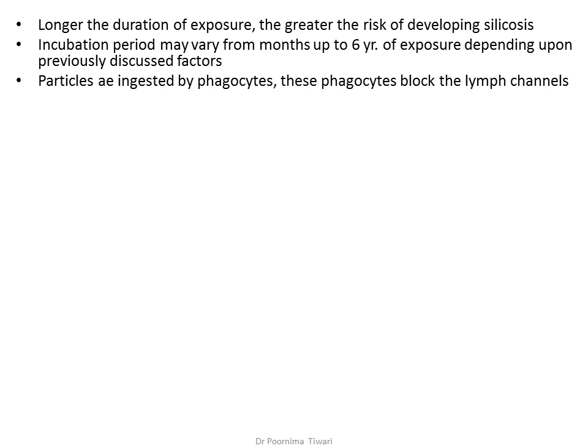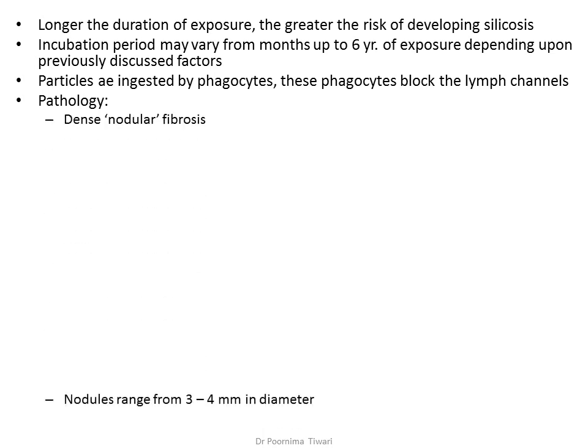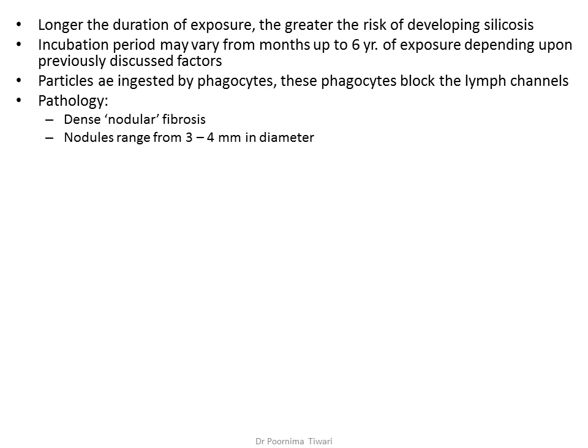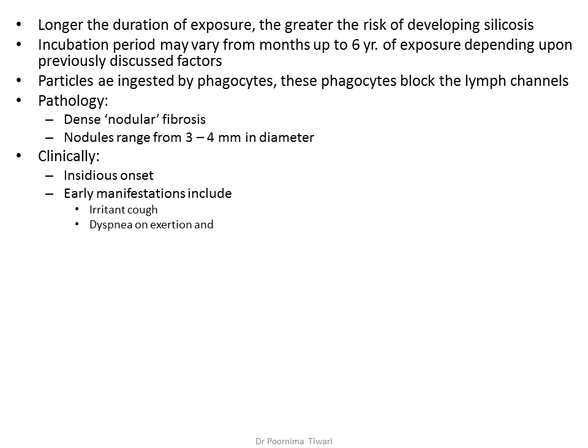These loaded phagocytes block the lymph channels and cause injury and fibrosis. Pathology: a lung biopsy will show dense nodular fibrosis. Nodules range from 3 to 4 millimeter in diameter. Clinically, the onset is insidious. Early manifestations include irritant cough, dyspnea on exertion, and pain in the chest.